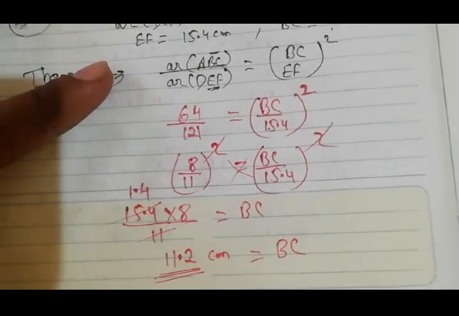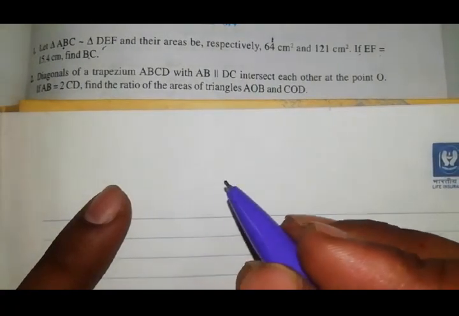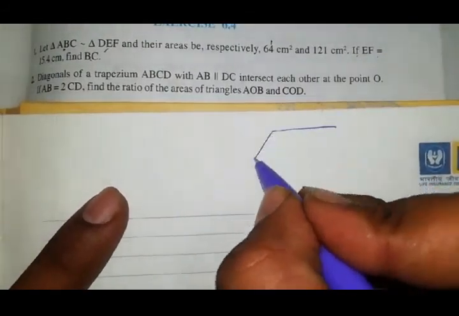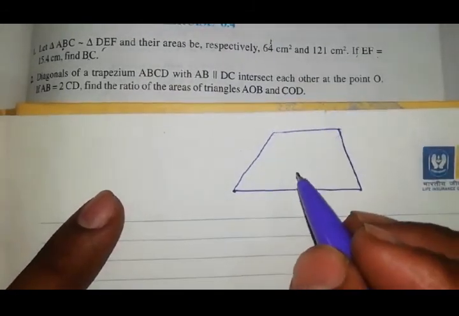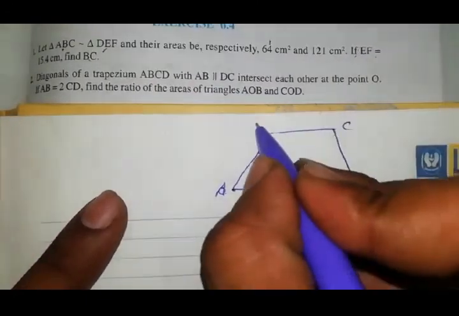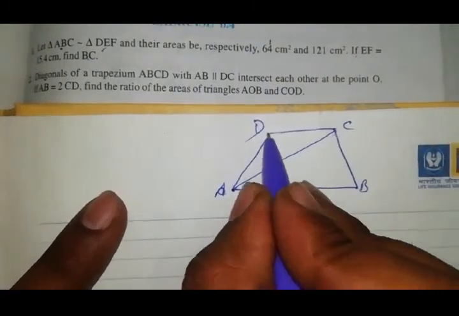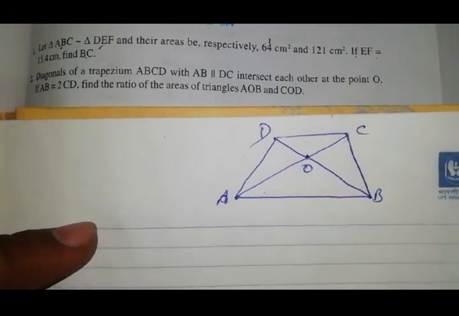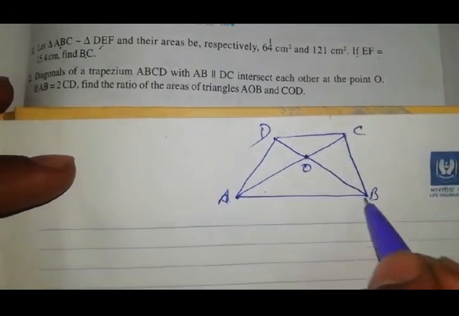Now let's solve the next question, in which we have the diagonals of a trapezium. We have trapezium ABCD, so let me draw a trapezium here. It is given AB is equal to 2CD. So this must be AB, and C and D. Now these are the diagonals and they intersect each other at point O. What we have to find is the ratio of the areas of triangles AOB and COD.